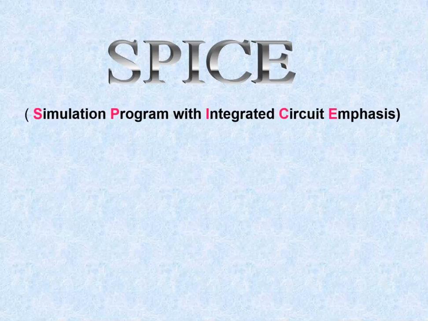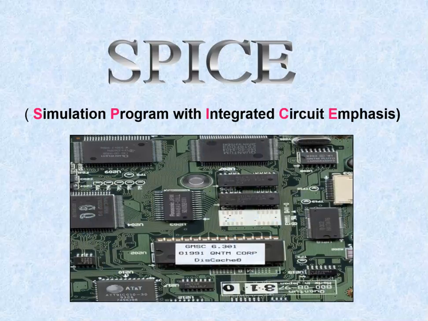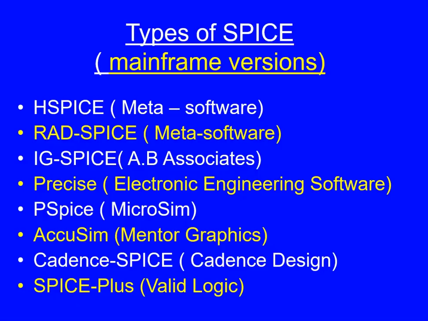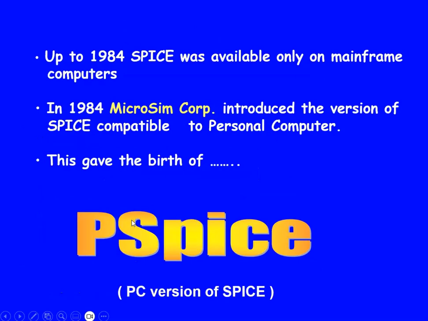Now we are going to discuss the SPICE model. The full form of SPICE is Simulation Program with Integrated Circuit Emphasis. There are different types of SPICE models: HSPICE, RANSPICE, IGSPICE, PRICE, PRECISE, PSPICE, AccuSym, Cadence SPICE, SPICE Plus. These are the different types of SPICE models. In this video we will discuss PSPICE, which was introduced by MicroSim Corporation.